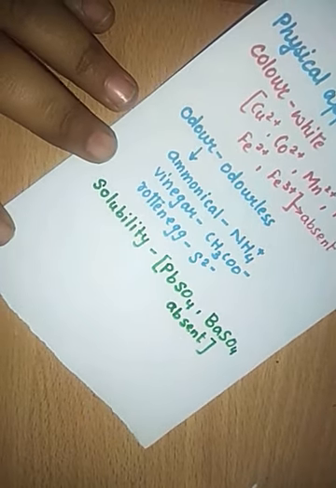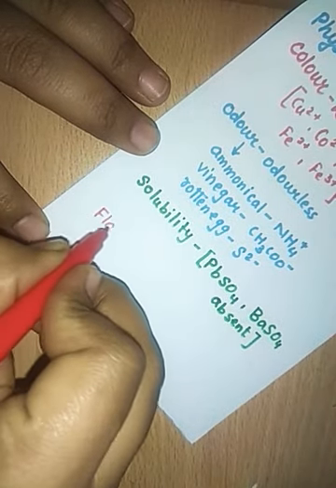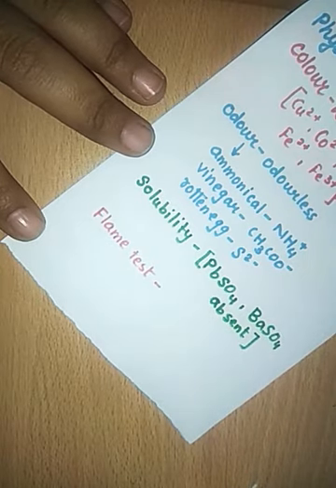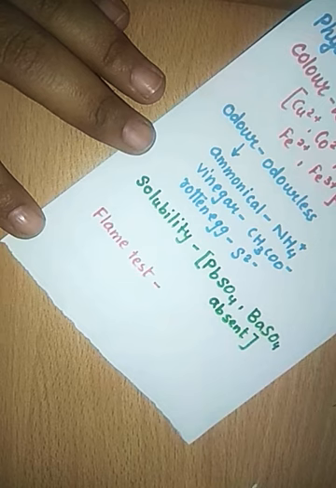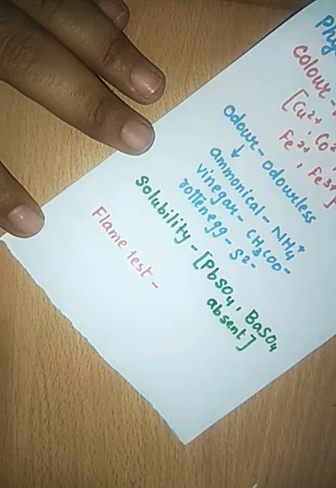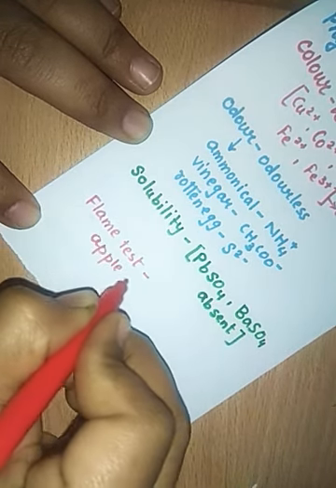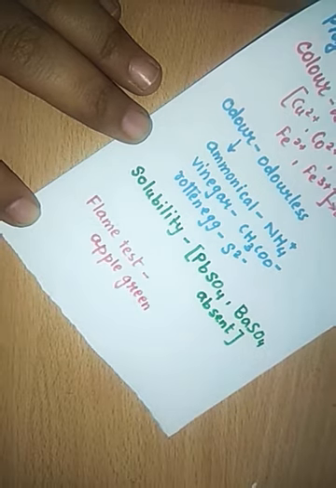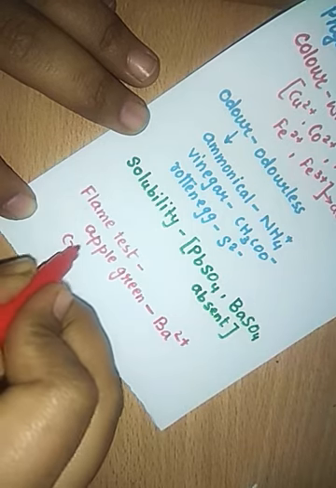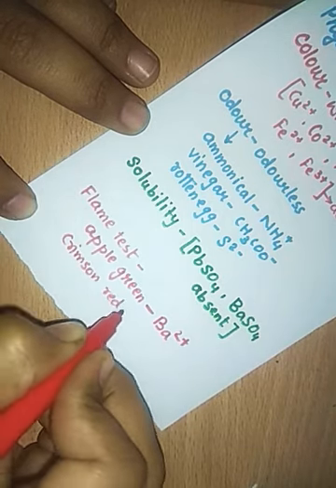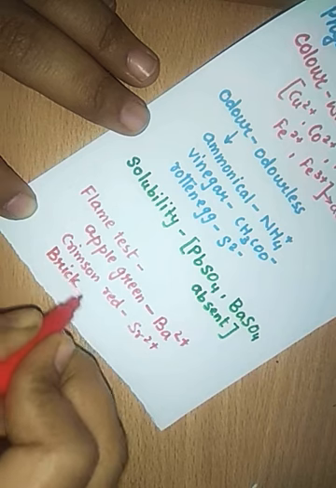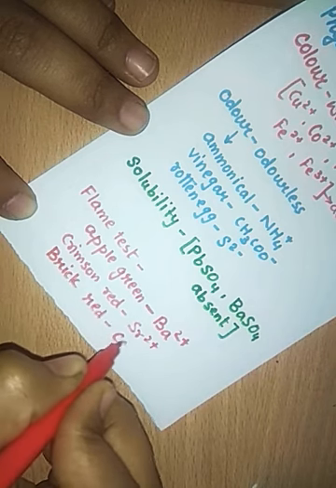Next, we can do one more thing, that is the flame test. What do we have to do in the flame test? We take salt and concentrated HCl. We make a loop of platinum wire. We take this paste on that loop, and if the flame color comes apple green, then we can say it is barium ion. If the color is crimson red, then the ion can be strontium. And if it is brick red, then the ion can be calcium.